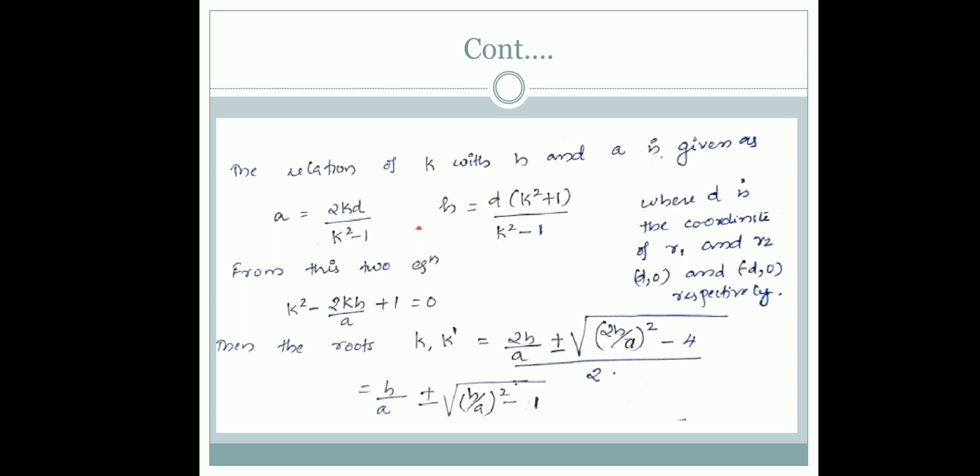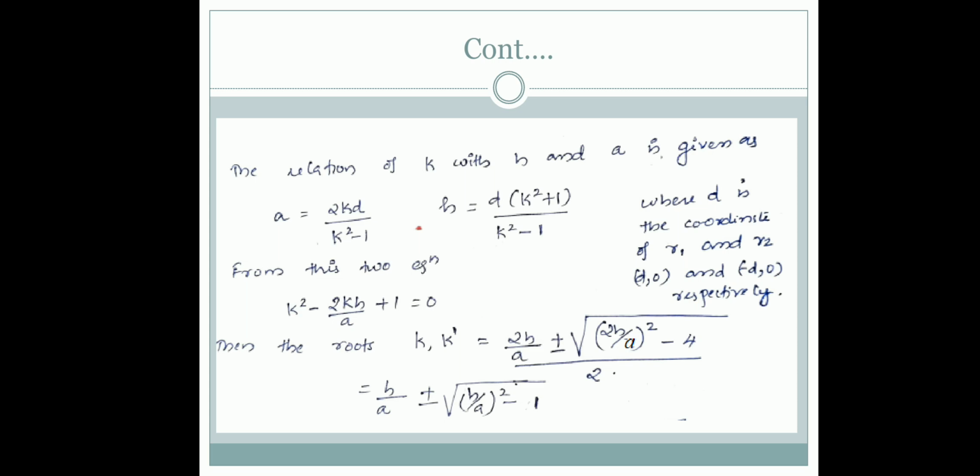Then that D is replaced in the second equation. So from the first equation we are finding what D is, and that is replaced in the second equation. Then after solving this, you will get a quadratic equation like k square minus 2kh divided by a plus 1. So we can see that it is a quadratic equation in k.